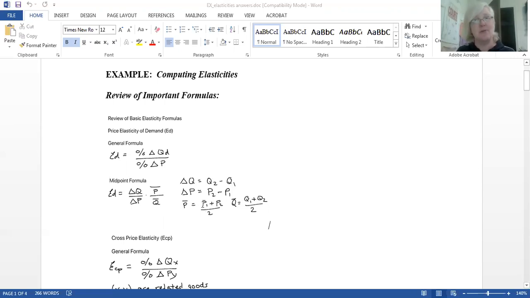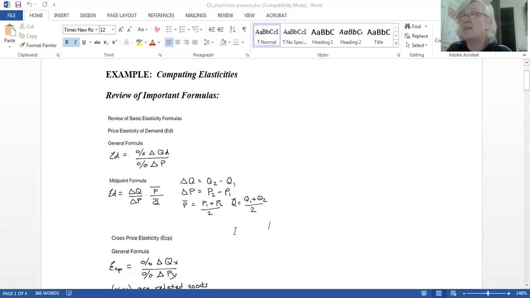But for some people, if you're not quantitatively aligned, if that's not how your brain works as fast as mine does, in this case, you can just add the two P values together and divide by 2 and just take the average. And then same thing for Q. Add the two Q values together and take the average. Either way, halfway between them, or just take the average.